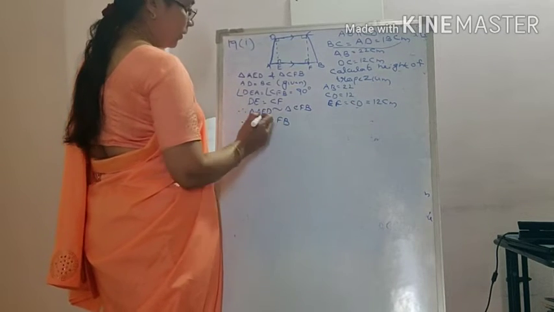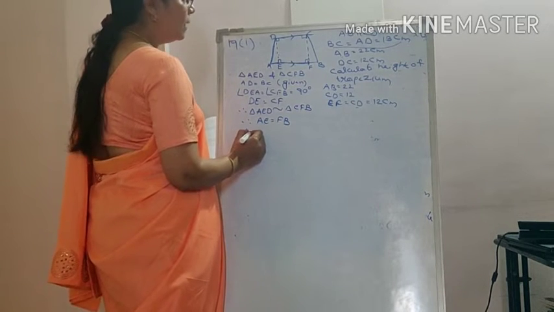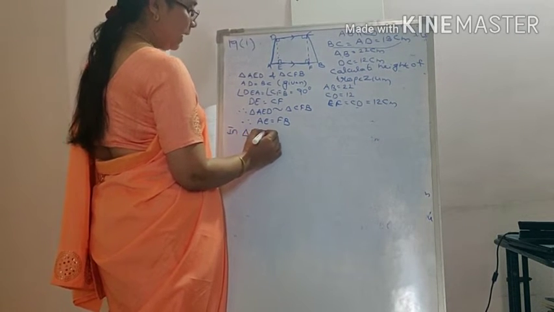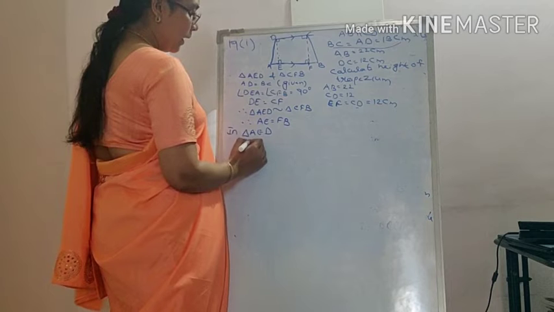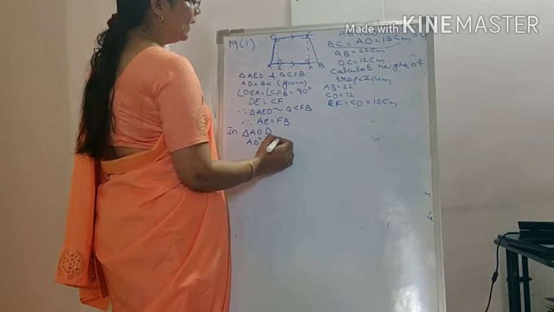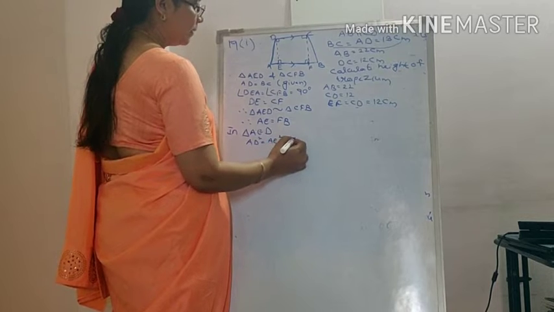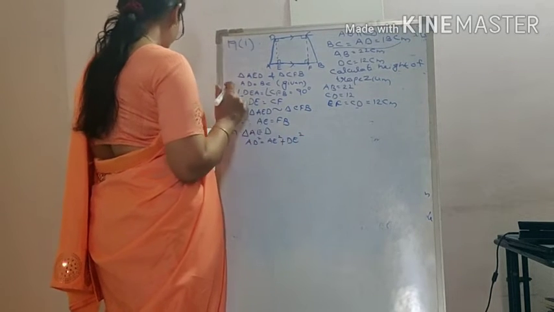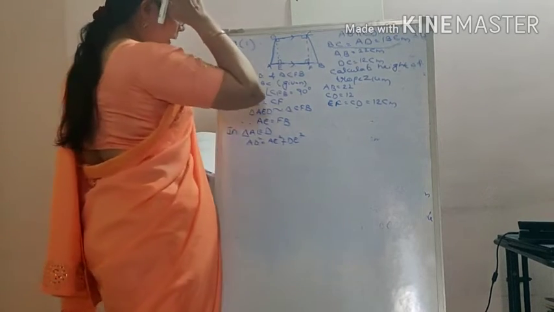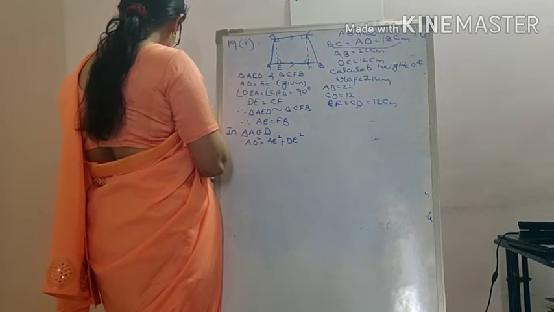Now, when AE is equal to FB, apply Pythagoras. Again, consider triangle AED. In this, you can write AD square is equal to AE square plus DE square. So now AE square plus DE square.